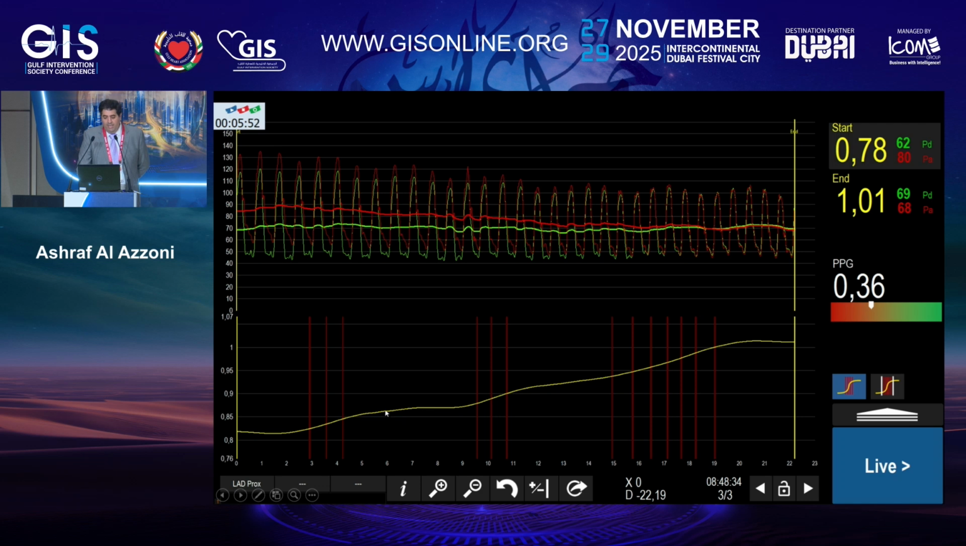And when you look at the curve of the FFR, you can see it is very linear, indicating that this is a very diffuse lesion, and hence we felt PCI would not be a good option in this case, especially also knowing about the other coronary artery disease that he has, and hence we referred him for surgery, and he did very well with that.